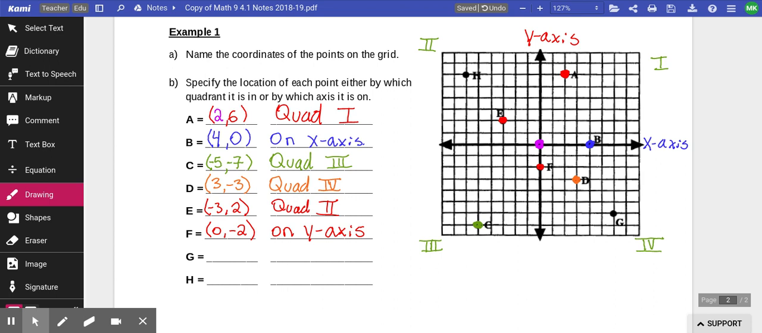If you look at G, G is way out here in the bottom right-hand corner. We went how far to the right it went first. It went 1, 2, 3, 4, 5, 6 to the right. And it went down 1, 2, 3, 4, 5, 6. So that's negative 6. We say it's in quadrant 4.